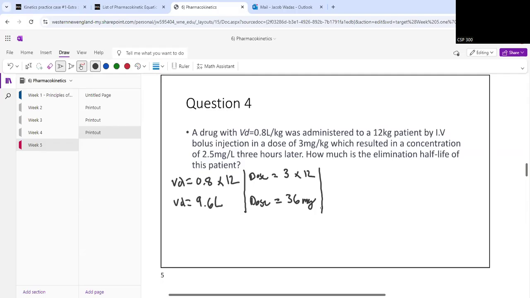So which equation are we gonna use to solve for K? We have to find K. So we have dose and we have VD, right? So what does that mean that we can solve for?